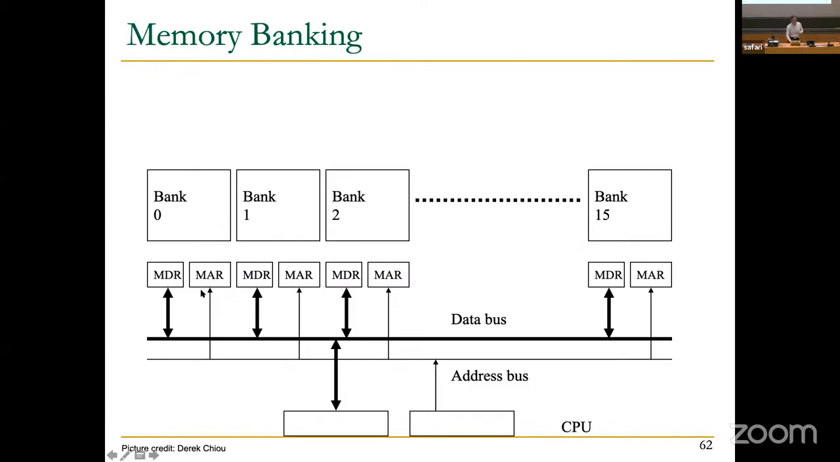So remember, we had memory address register and memory data register, and we assumed memory is monolithic. Now we're not going to assume that. We're going to have 16 banks in this particular case, and have a memory address register for each and a memory data register for each. But we're going to have a shared data bus and shared address bus across those, because these are actually very, very expensive.